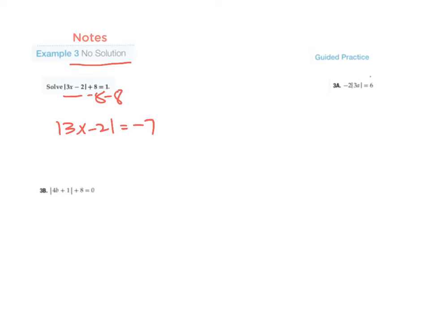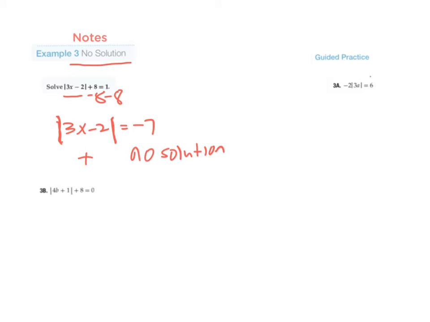and I get a negative 7. Now here's why we know. Absolute values, no matter what, the answer always has to be positive. Since this answer has to always be a positive answer, it can never equal a negative. So in this case, when you have an absolute value equaling a negative number, you have no solution. And so you don't even have to solve it or work it out once you get an absolute value by itself equaling a negative number. That's why it's important to subtract this 8, because you need the absolute value by itself.